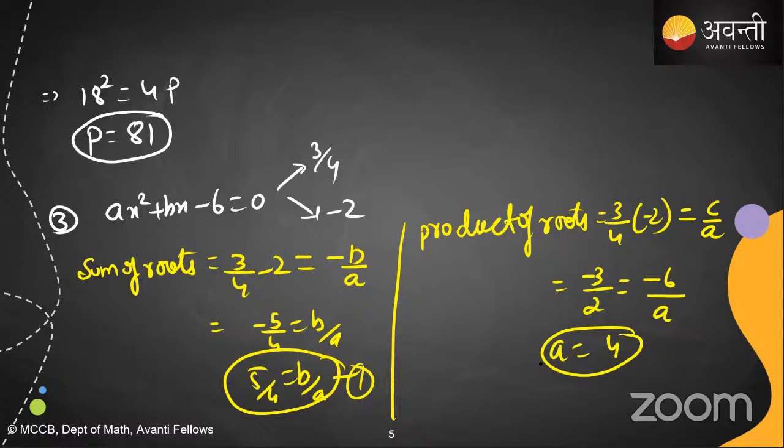So now substitute the value of a in equation b. So b is how much? If a is 4, then b is 5, right? Is there any doubt, students? Students, is there any doubt in this question? Any doubt? So काफी easy है ना, right?